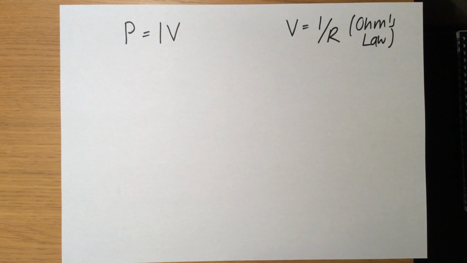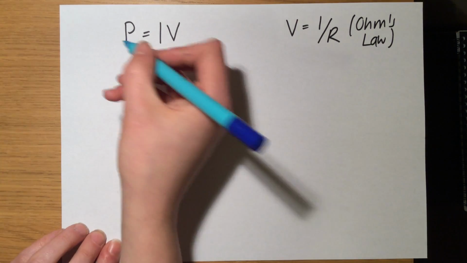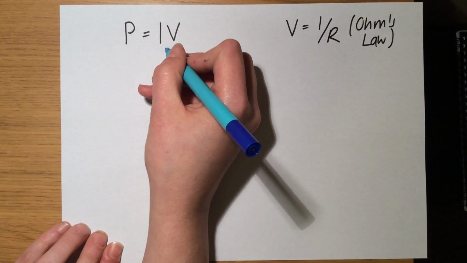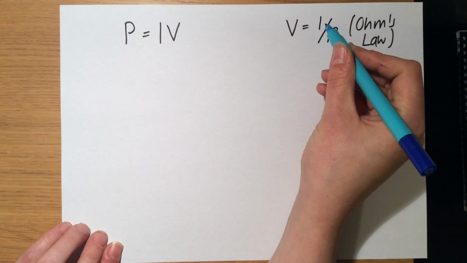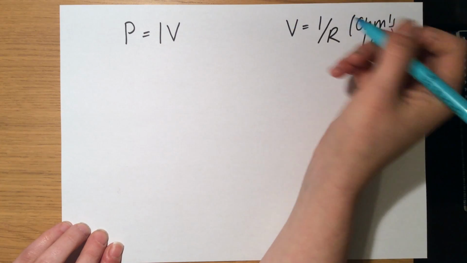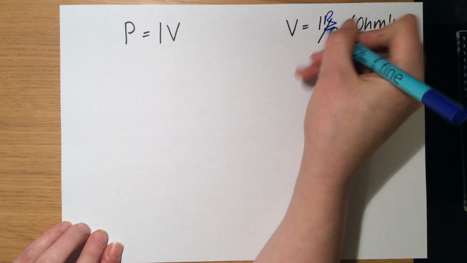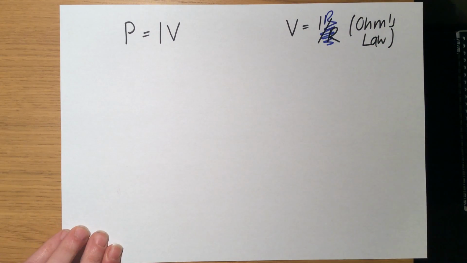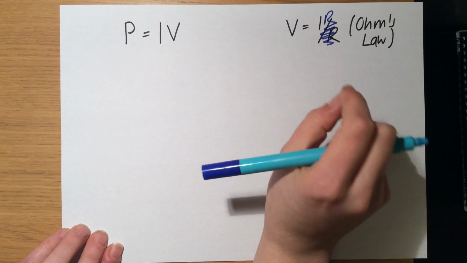We've got two equations that we know that involve current and voltage. This is power equals voltage times current, and this is Ohm's law. Voltage equals current over resistance. I've completely written that wrong. It's not V equals I over R, it's V equals IR. Please ignore that. Okay, V equals IR, Ohm's law. Voltage equals current times resistance.